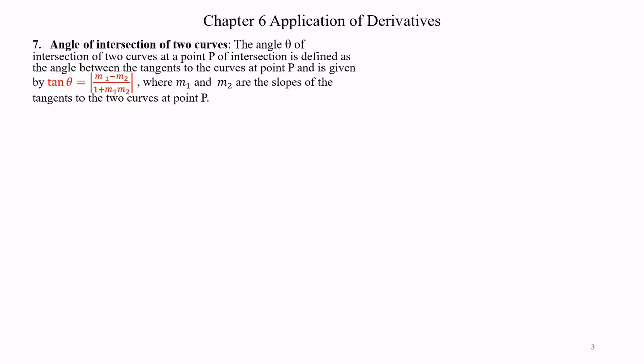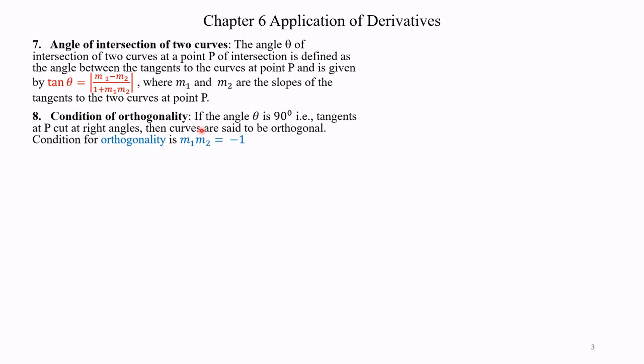If there are two curves, there will be two tangents, and the angle of intersection of the curves is given by tan theta is equal to (m1 minus m2) over (1 plus m1 m2). Please remember this, where m1 is the slope of curve 1 and m2 is the slope of curve 2.